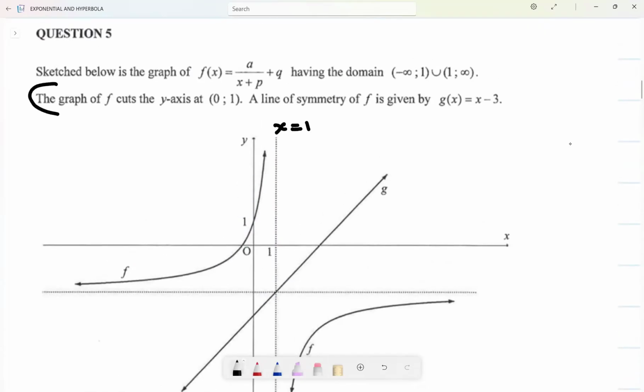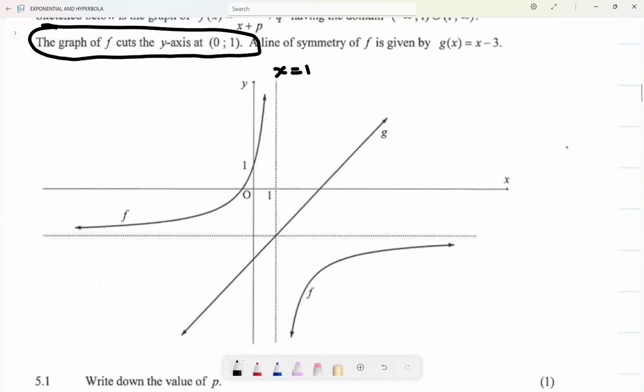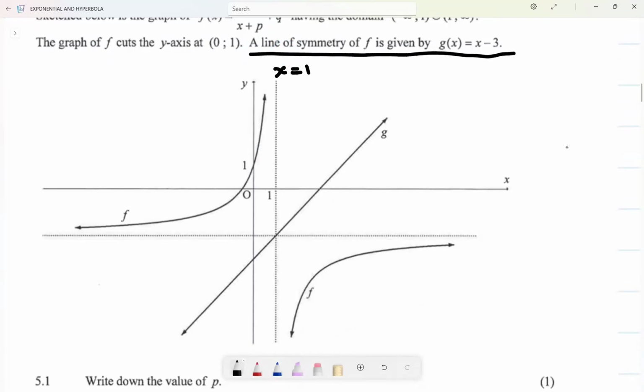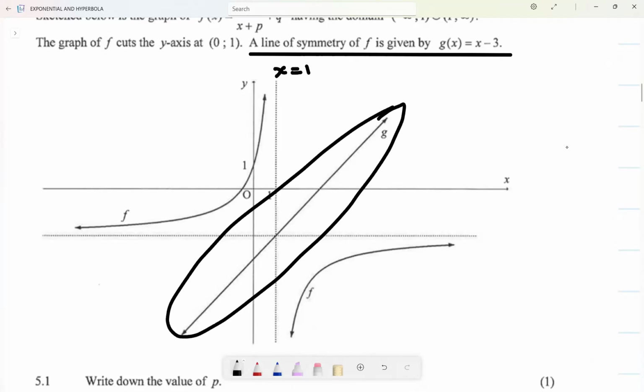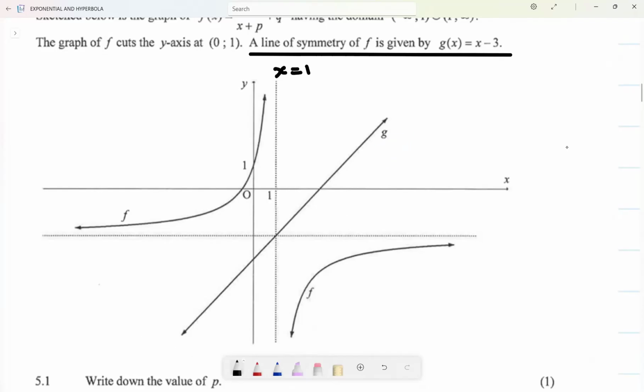And then it says the graph of f cuts the y-axis at 0 and 1. Oh, here it is, guys. A line of symmetry of f is given by g of x is equal to x minus 3. So I'm being given the equation of the line of symmetry, a line of symmetry of f, with a positive gradient.